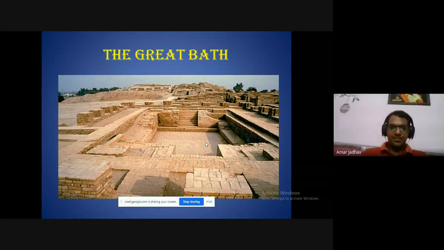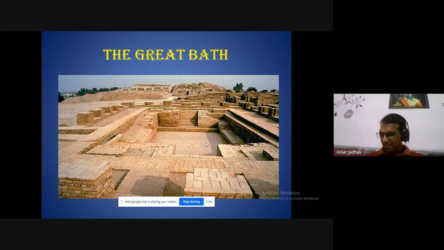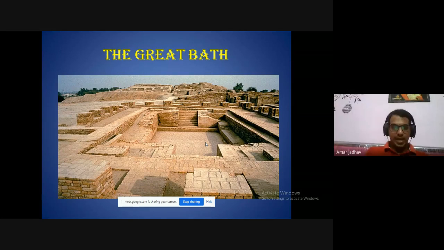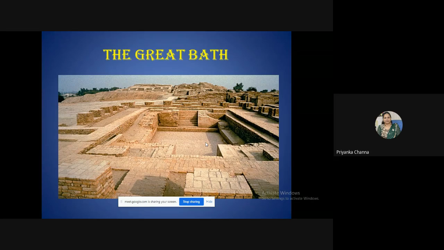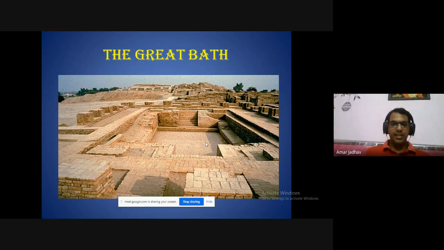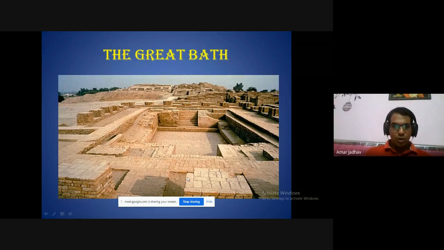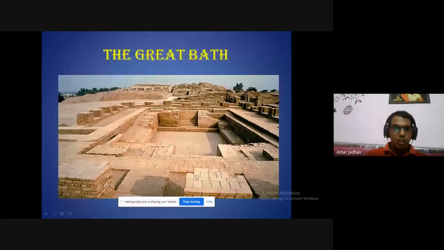Priyanka ma'am, we'll need your help now. Yes, sir. Square, cuboid, rectangular, rectangle. Wow. Thank you. So guys, most of the shapes that you'll see will be either a square, a rectangle or a cuboid. Am I right? For example, the brick that is used to make this is cuboidal in shape.